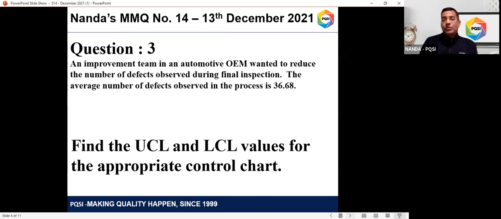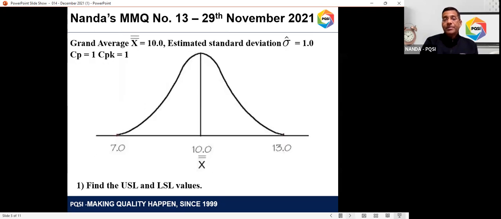Now let's move on to the explanation of the previous quiz, which was MMQ 13 that we published on the 29th November 2021. So this was a question. We had given you the X bar value, which is 10, the estimated standard deviation sigma hat, which was 1. And we did give you Cp and Cpk values.